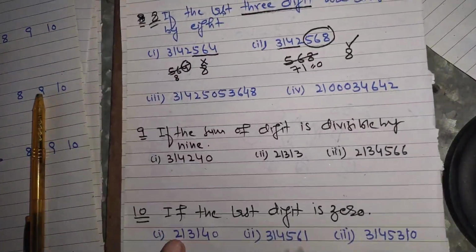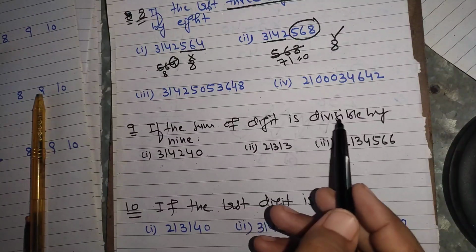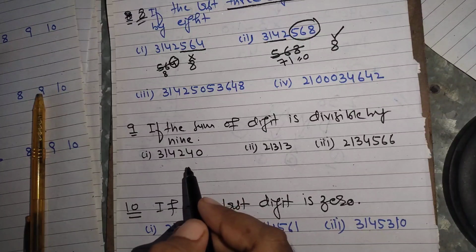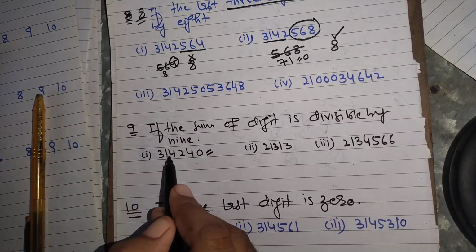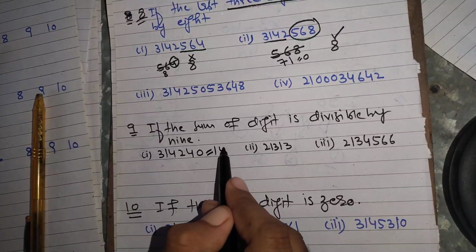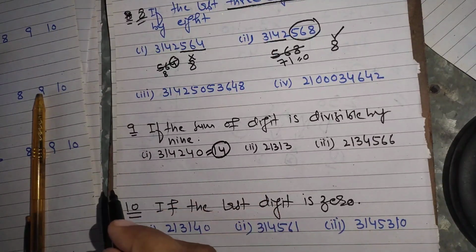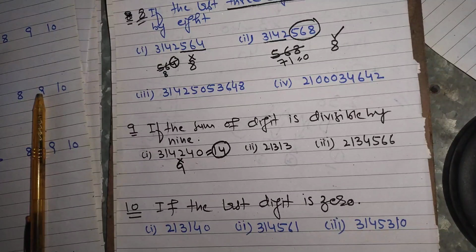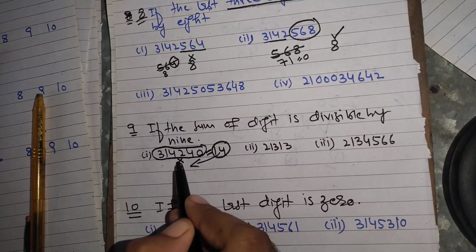So now let's go to 9. If the sum of the digits is divisible by 9, which is the same rule as for 3, we add all the digits and then check whether that sum is divisible by 9. We check the number 3 1 4 1 4, the sum is 14. 14 is not divisible by 9, so we put a cross, because 14 is not a multiple of 9, so the whole number is also not divisible by 9.